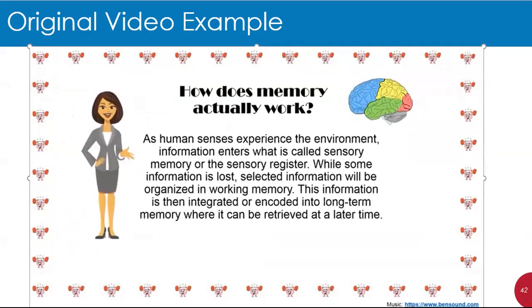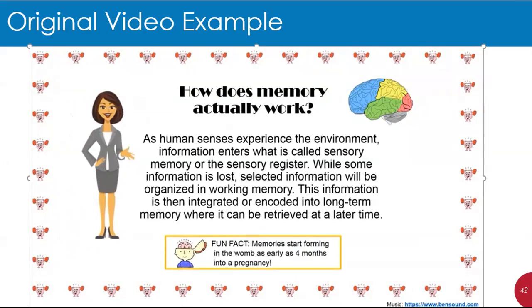How does memory actually work? As human senses experience the environment, information enters what is called sensory memory or the sensory register. While some information is lost, selected information will be organized in working memory. This information is then integrated or encoded into long-term memory where it can be retrieved at a later time.